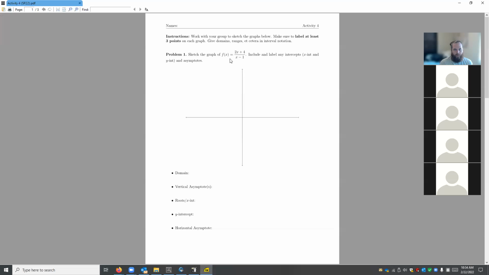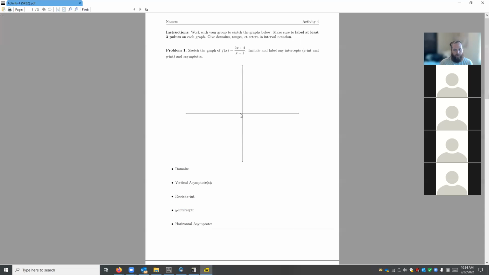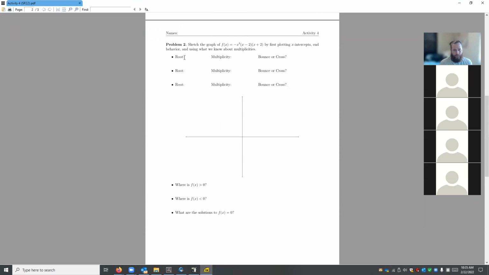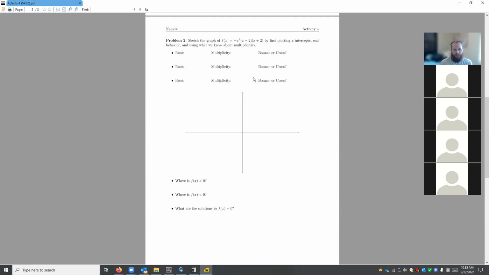We're going to sketch the graph of a rational function by finding the domain, vertical asymptote, x-intercepts, y-intercepts, and horizontal asymptote, and then plop in your graph. And then I have some polynomials for us to play with. So I give you here the factored form of a polynomial, and I want you to tell me the roots, the multiplicity of those roots, remember from last time, and tell whether the graph is going to bounce or cross the x-axis at each of those roots.